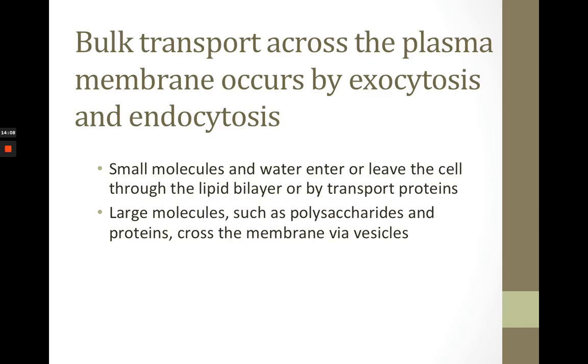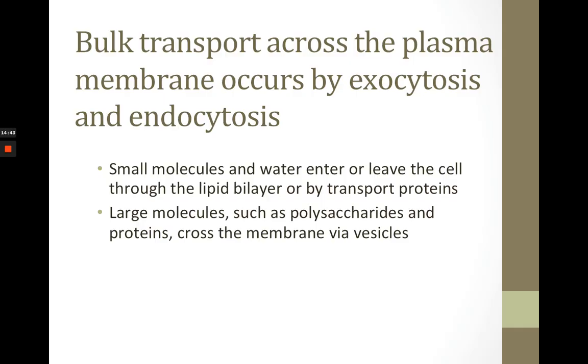All right, we're almost done. Let's talk about bulk transport. Bulk transport across the plasma membrane occurs in two ways. It's either exocytosis or endocytosis. Exocytosis is out of the cell, right? Exit, exocytosis, out of the cell, the process of cell exiting. Endocytosis, the process of cell within or bringing in, okay? So, endocytosis is cell eating. Exocytosis, we are secreting things from the cell.